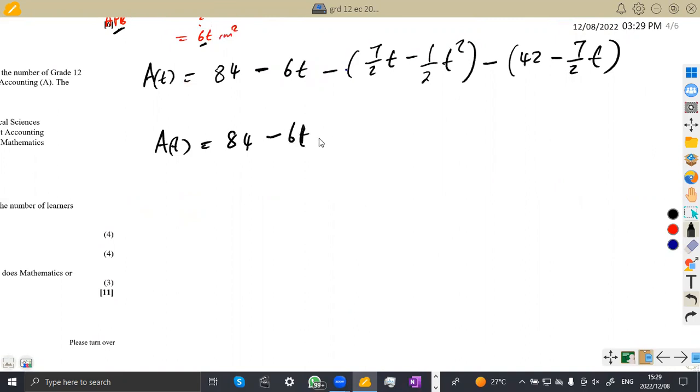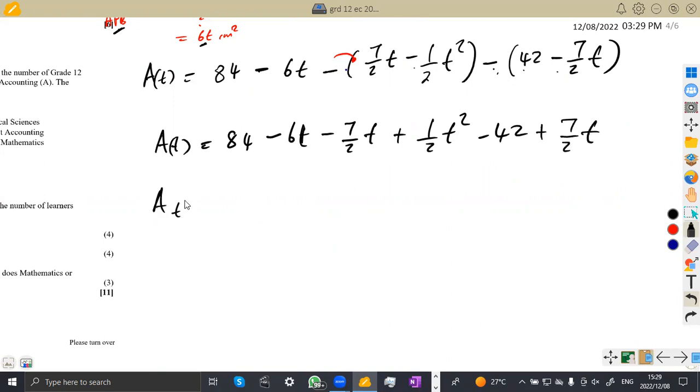All right, so let's collect like terms. Before that, let's expand the brackets by the negative. So it's negative times this, which is negative 7 over 2 T. Negative and negative, that's positive half T squared. We move here. Negative times 42, that's negative 42. Negative times negative, that's positive 7 over 2 T.